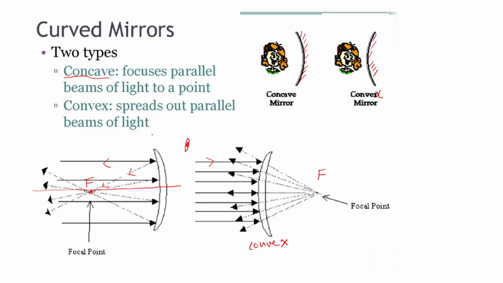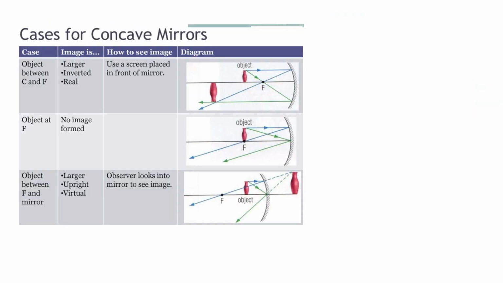So let's see at what distance how the image changes for a concave mirror. One case is when the object is kept between the center of curvature and the focus. So we said there is one focus point on this imaginary principal axis. This is the principal axis. If I extend it further, this is the focus point, double of it is the radius of curvature, or center of curvature.